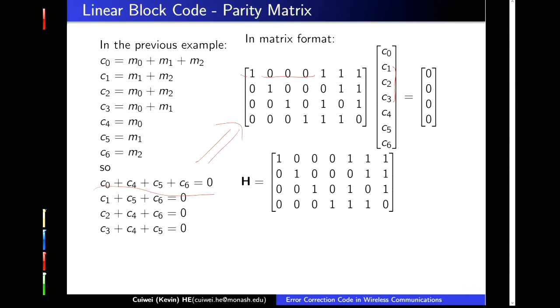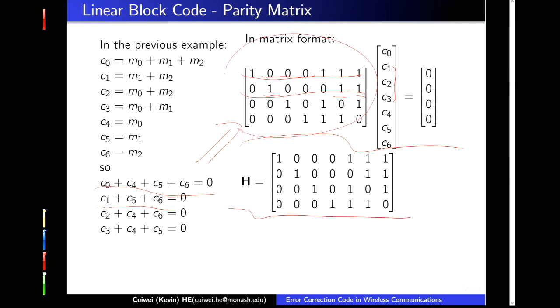So we can get the value from the first row, and for the second row, which is C1 plus C5 plus C6 equals 0, we can see that the corresponding elements are 1s. That's how we get the second row. So basically, it's just another way to show the relationship between different code words. This matrix is what we call the parity matrix.